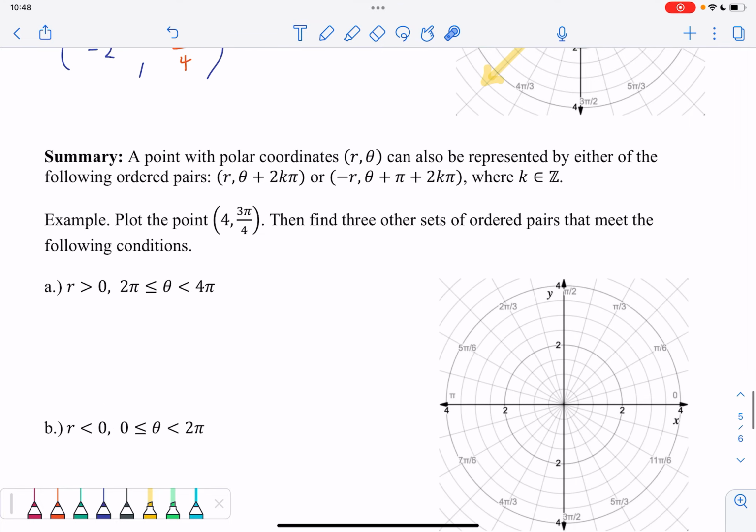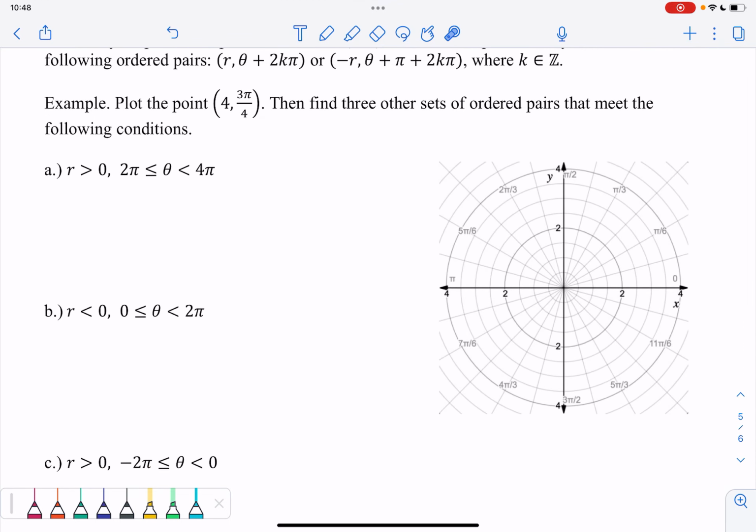Okay. So example, plot the point (4, 3 pi over 4). Then find 3 other sets of ordered pairs that meet the following conditions. So first it says plot this point. So go to the terminal side of 3 pi over 4 here in quadrant 2. And then go 4 units away from the origin. Mark the point. So part A says, now find an ordered pair in polar coordinates that meets the following conditions. And, of course, goes to the same point. Okay. r has to be greater than 0. Well, because this point is 4 units away from the origin, the only r can be is 4.